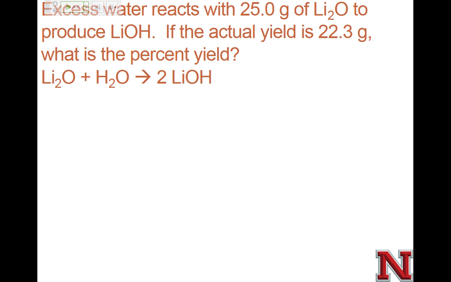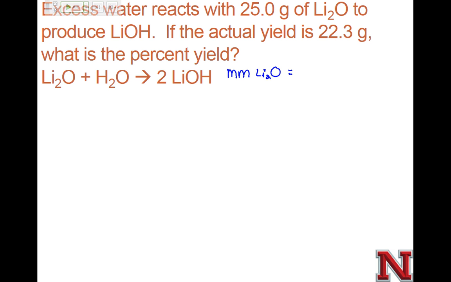So for this one, again, we need to know our molar mass of our Li2O. Now in question 4 in your quiz, I gave you your molar mass of H2O and CO2. Though I know you can calculate it, I was just trying to save you time. If I give you a molar mass, don't waste your time by trying to calculate it. I'm not trying to trick you by giving you a wrong molar mass.